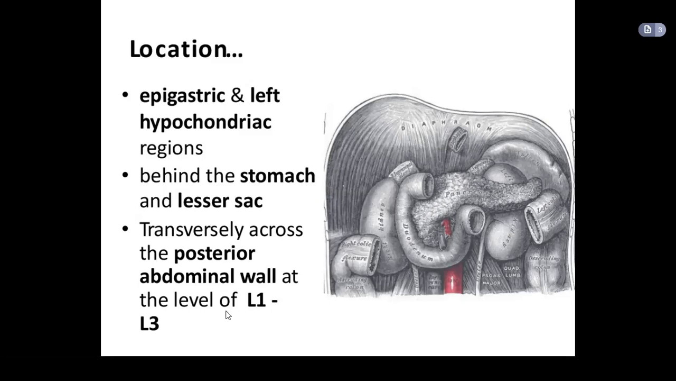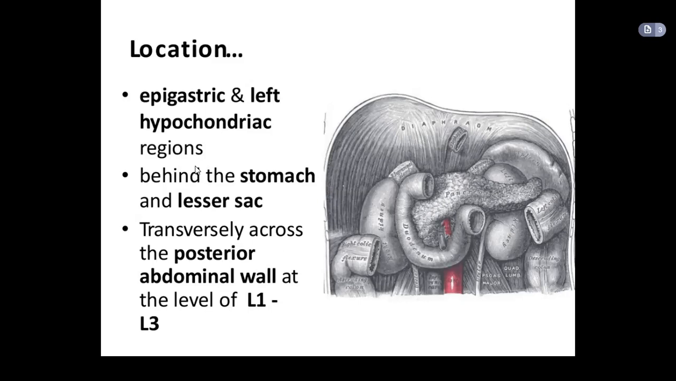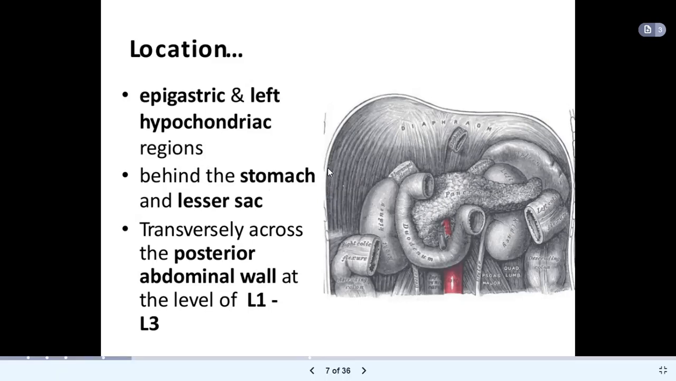It lies partly in the loop of the duodenum and also behind the stomach. It lies in the epigastric and left hypochondriac regions. It is retroperitoneal except for the tail, which lies in the lienorenal ligament. The tail of the pancreas lies in the lienorenal ligament.